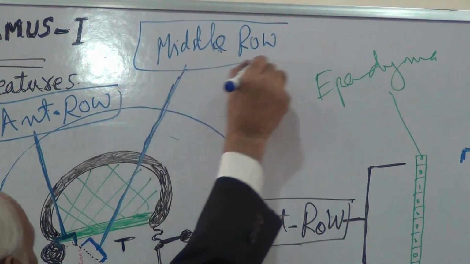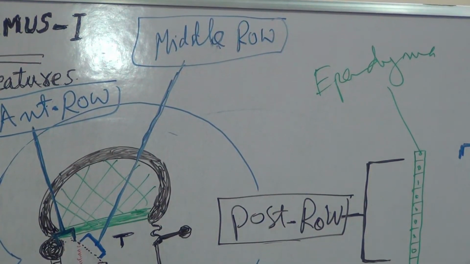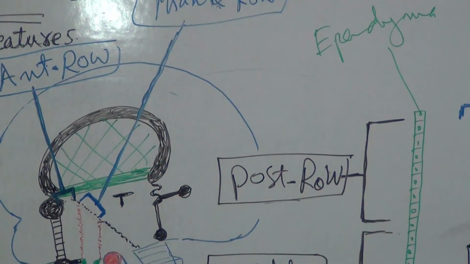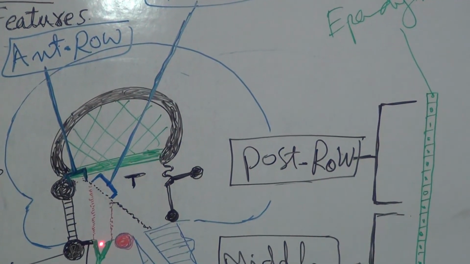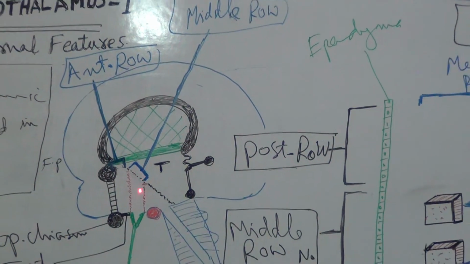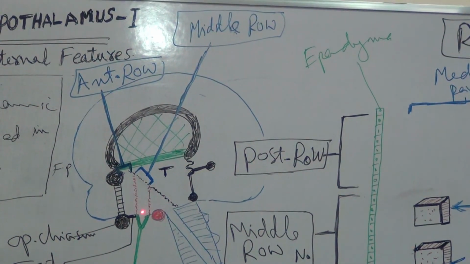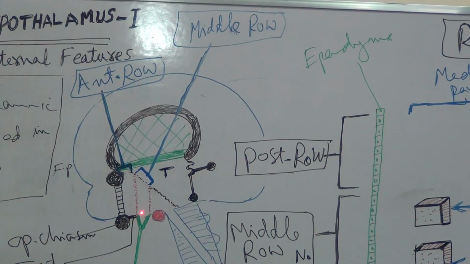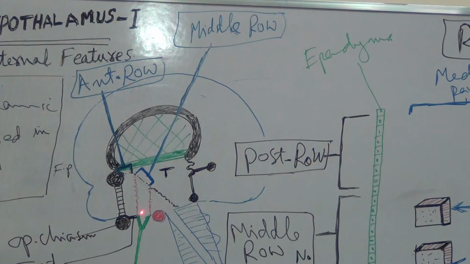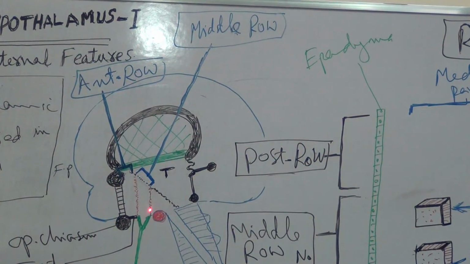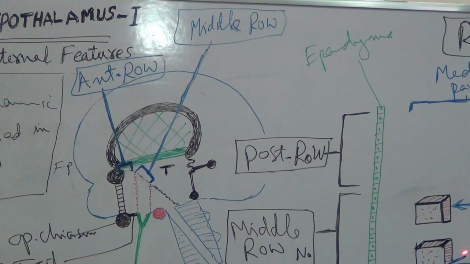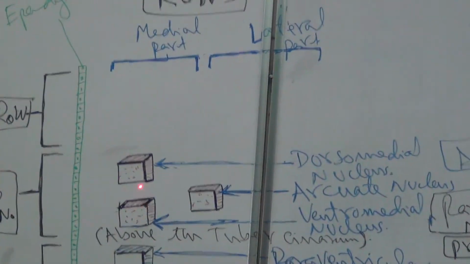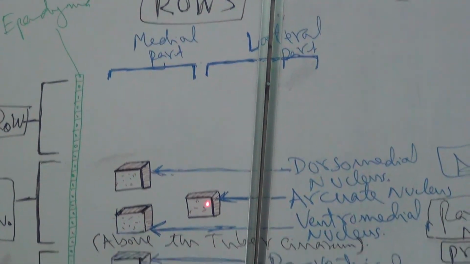Middle row nuclei located above the level of tuber cinereum. Now, what are these nuclei? The ventromedial nucleus below, dorsomedial nucleus above, and then on the lateral side is the arcuate nucleus. These are the three nuclei: the ventromedial, dorsomedial, and arcuate nucleus.